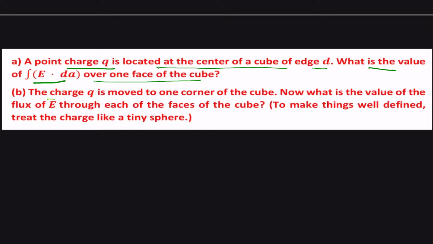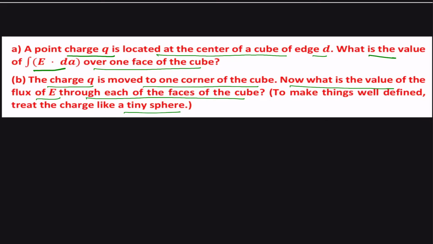And part B, the charge q is now moved to one corner of the cube. Now what is the value of the flux E through each of the faces of the cube? Okay, so this is the only condition. And in this case we are going to use Gauss law, in particular we can call this Gauss law of symmetry, particularly for these types of problem.